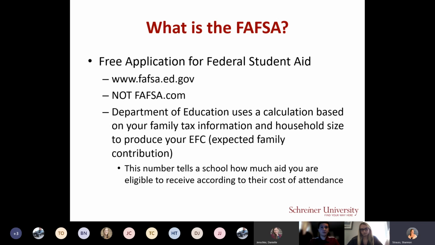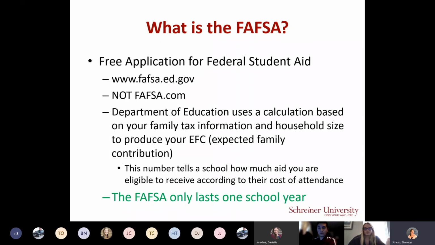Basically, the FAFSA is a calculation the Department of Education uses, and it is based on your family tax information and household size. So they run this algorithm and they send out this number called the EFC, or the Expected Family Contribution. This number goes to every school. So if you send your FAFSA to 5 different schools, we are all getting that same EFC number, but what we do with it is a little different depending on what school you're applying to, because it's all based on how much aid you're eligible to receive based on our cost of attendance. But that number is very important to us.